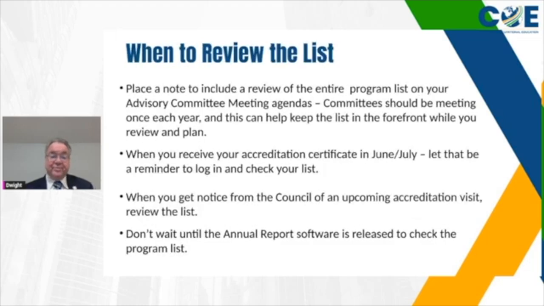When to review the list. Place a note to include a review of the entire program list on your advisory committee meeting agendas. Committees should be meeting once a year, and this can help keep the list in the forefront while you review and plan. When you receive your accreditation certificate in June or July, let that be a reminder to log in and check your list. When you get a notice from the council of an upcoming accreditation visit, review the list before your 6-month moratorium kicks in so that you will have the opportunity to correct it.